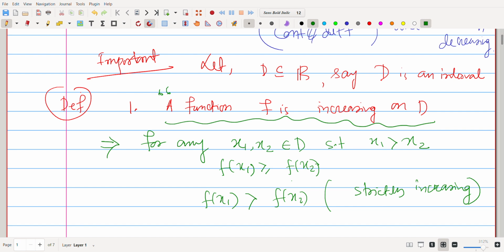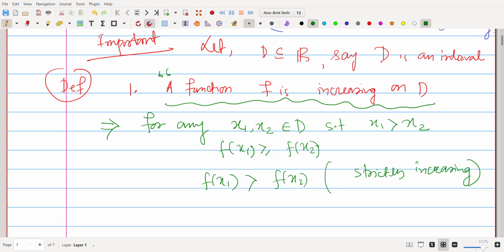Okay, so strictly increasing implies increasing. Increasing means it can be equal, but strictly increasing means it is just strict, the inequality is strict. Okay, so whenever x1 greater than x2, f of x1 greater than f of x2. So this is the definition. A function f is increasing on some interval D, mind it.